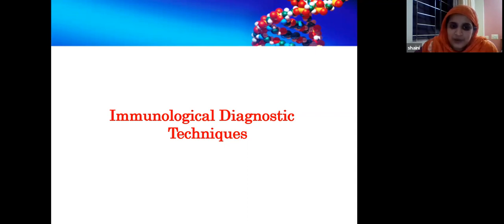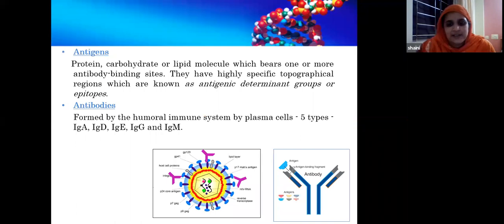It has come to be used in most settings and has very good clinical applications. Okay, immunological techniques, then we'll just skip the summarizing part. I'll directly go on to immunological techniques. Immunological techniques, as I told you, are based on the antigen-antibody reaction.